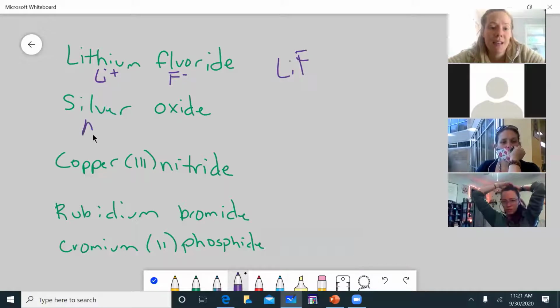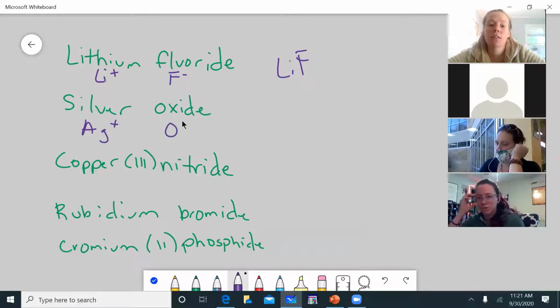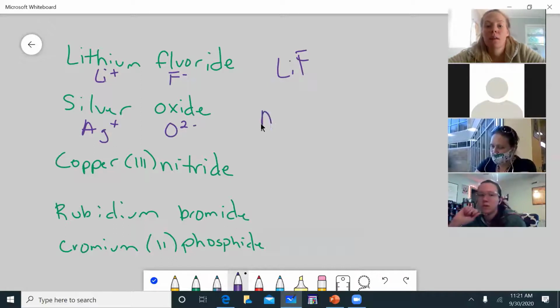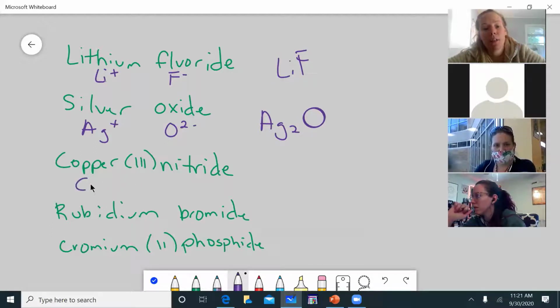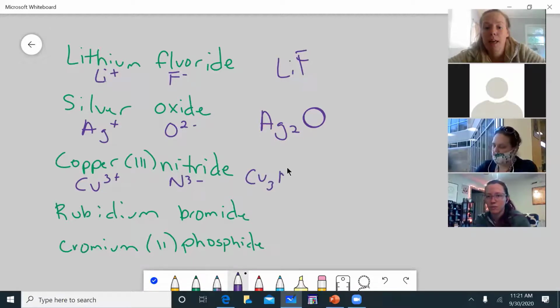Silver oxide, Ag. This is one of those that you have to have memorized. Plus charge, oxygen, 2 minus, flip-flop, Ag2O. Copper 3 nitride. Okay, we're dealing with copper, and it's the 3 plus charge. Nitride is nitrogen with a 3 minus, flip-flop. We would end up with Cu3N3, which we can reduce down by 3. So it becomes CuN.